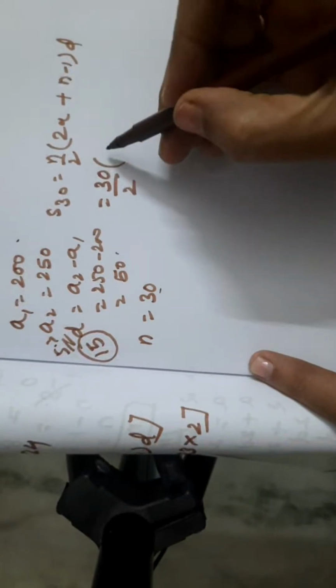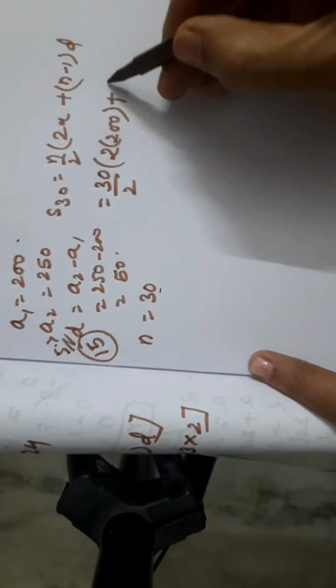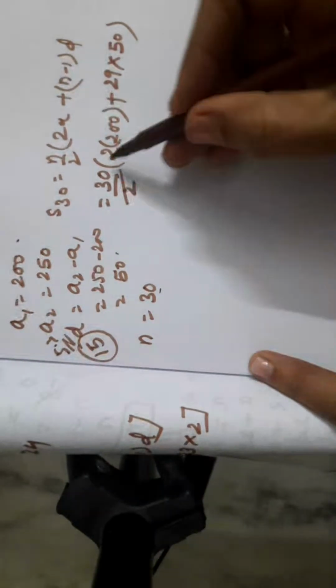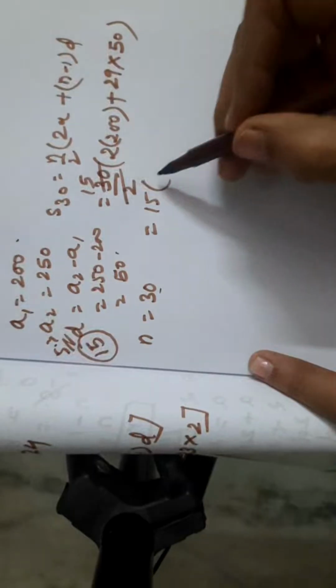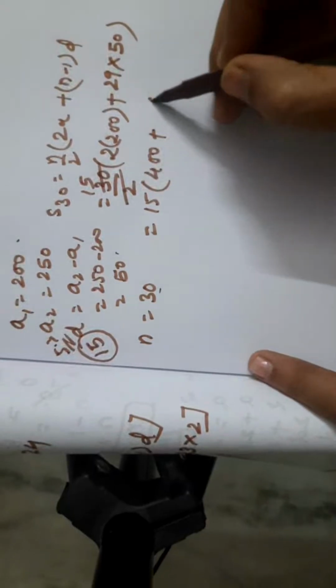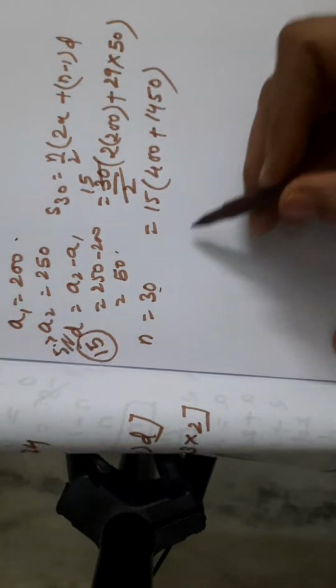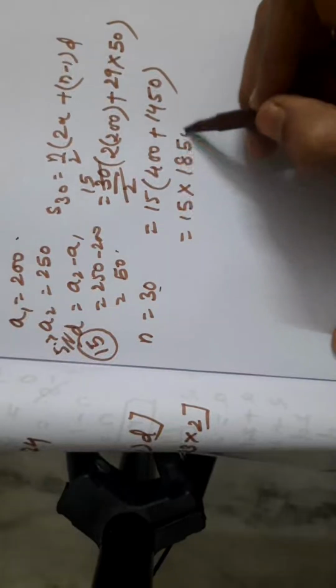Now n we will replace by 30. 30 by 2. A we got 200. 30 minus 1 is 29. Value of D is 50. So having all the values, it is 15 multiplied by 400 plus 1450. So 15 multiplied by 1850. Now multiply and find out the solution. So here you can get what is the penalty to be paid for 30 days.